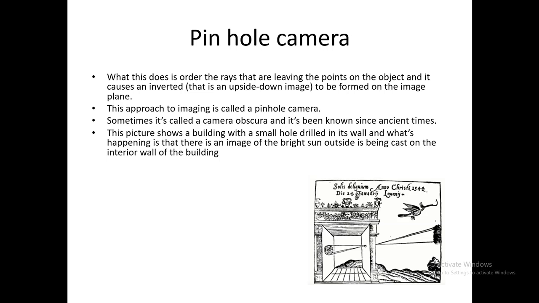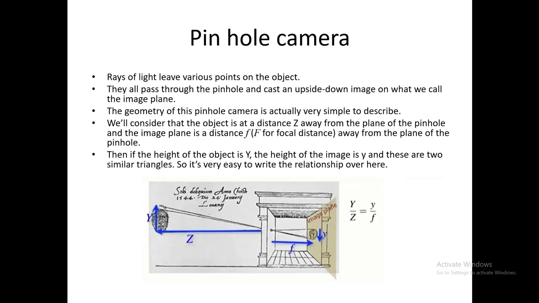This picture shows a building with a small hole drilled in its wall, and what's happening is that the image of the bright sun outside is being cast on the interior wall of the building. We can see here in the figure that rays of light leave various points of the object. They all pass through the pinhole and cast an upside down image on what we call the image plane.